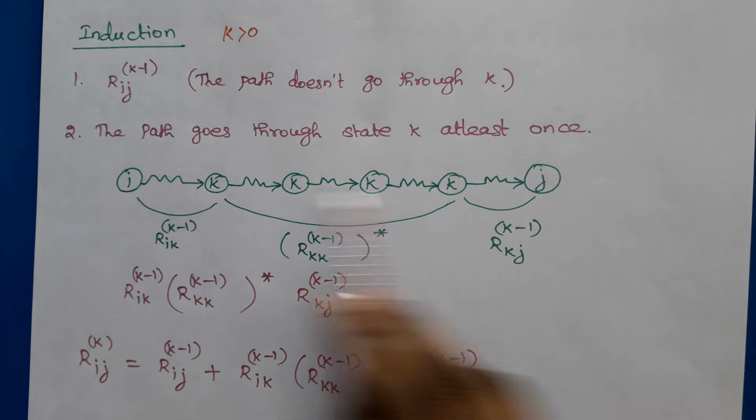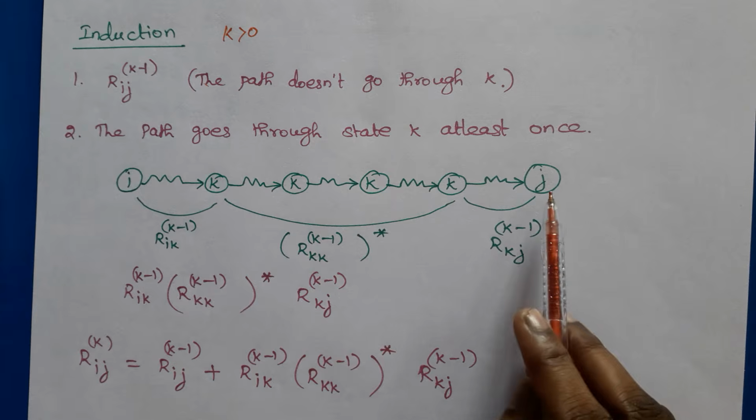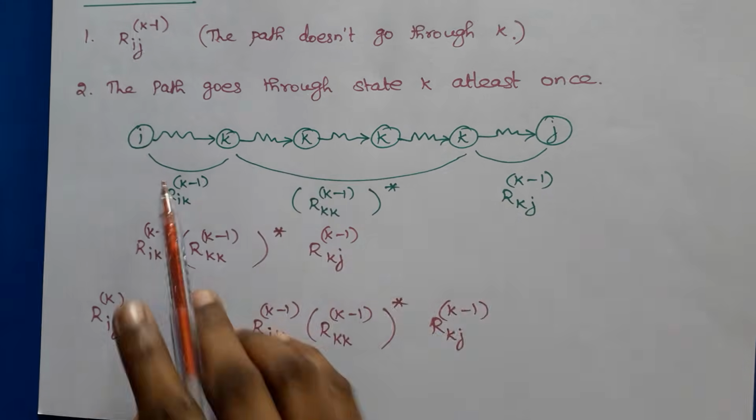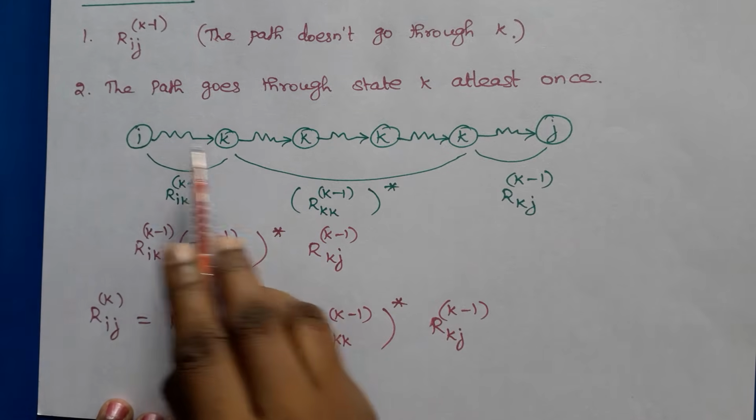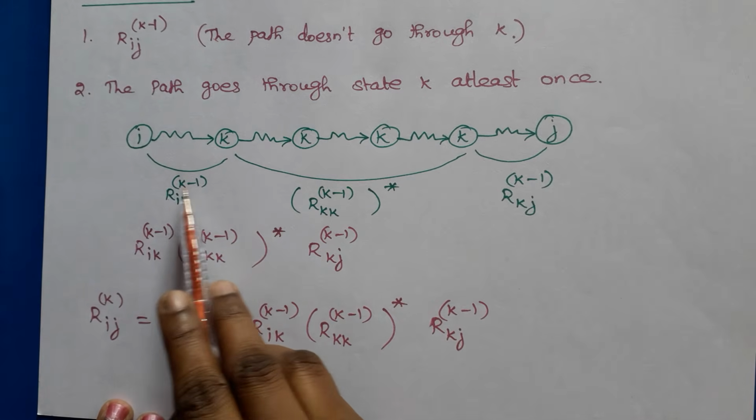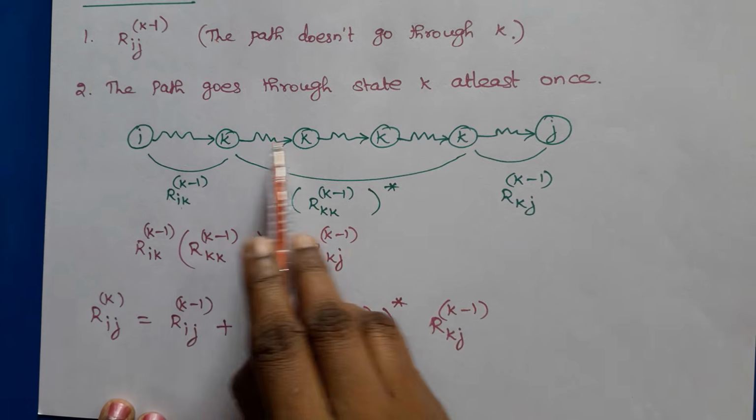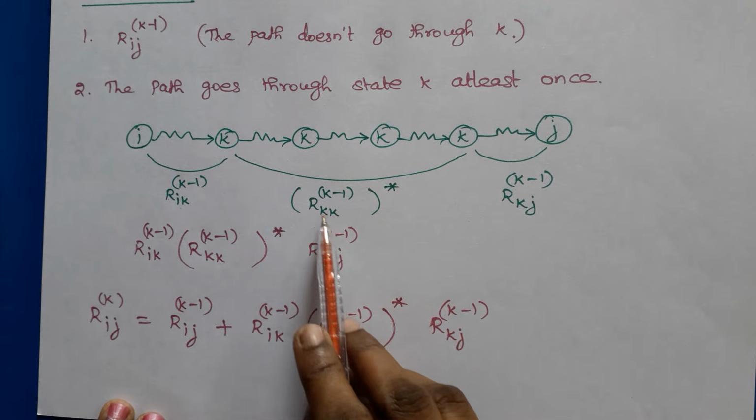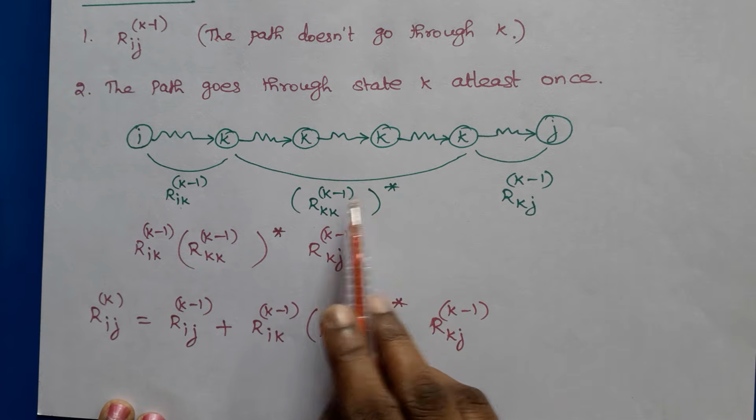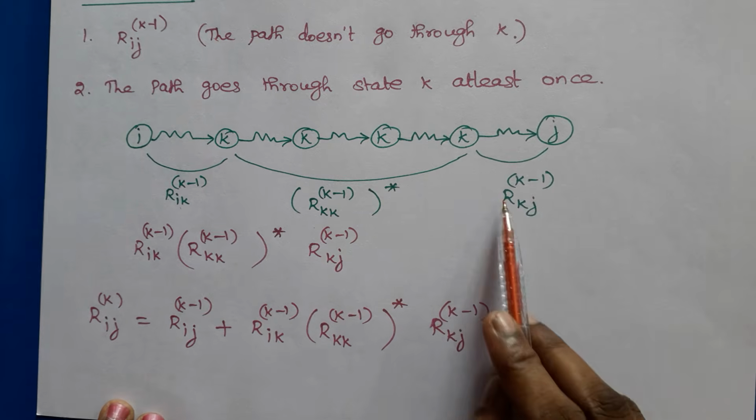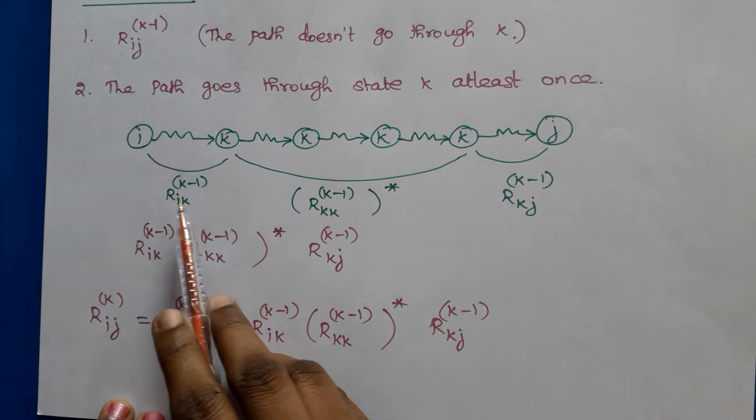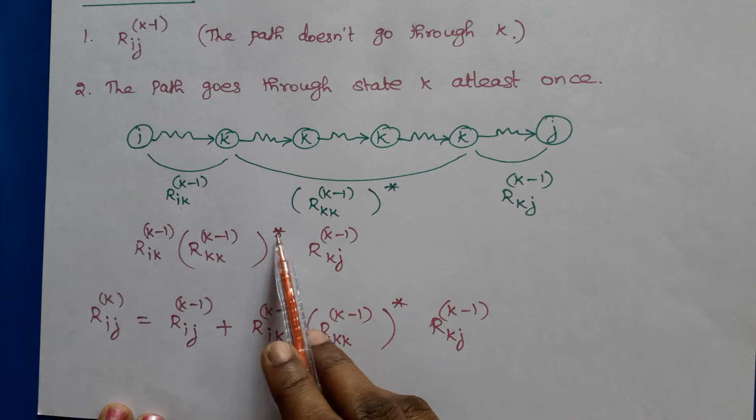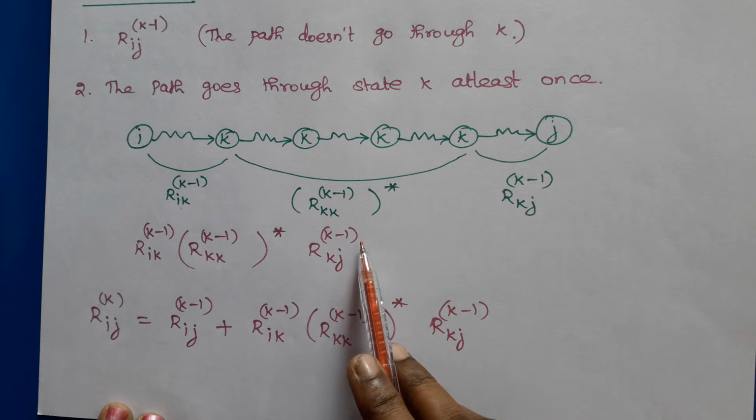For example, if you consider this i and j, in between i and j some number of k's are there. So here the regular expression is Rik to the power k minus 1, then Rkk to the power k minus 1 star, since it may be done any number of times, then Rkj to the power k minus 1. If you combine this, we get Rik to the power k minus 1, Rkk to the power k minus 1 star, Rkj to the power k minus 1.